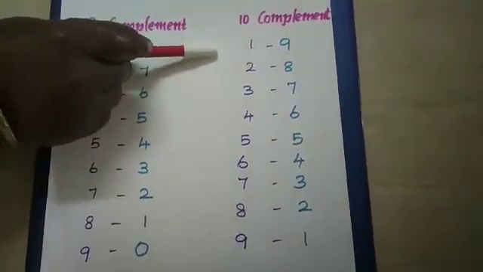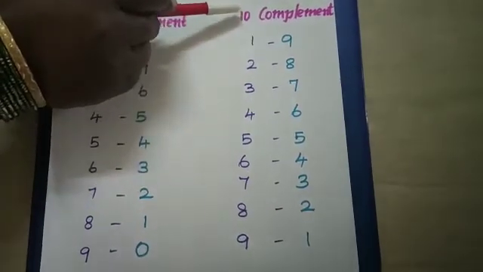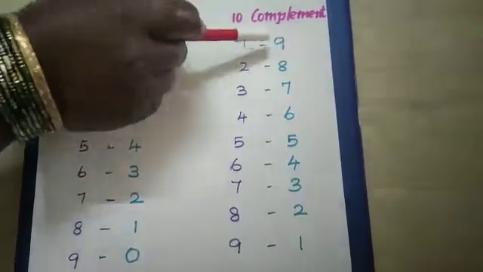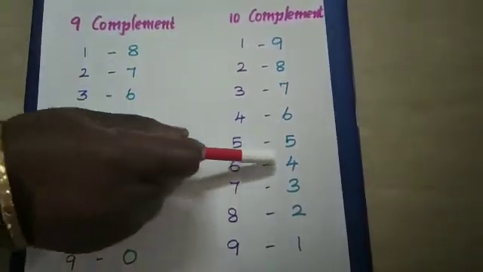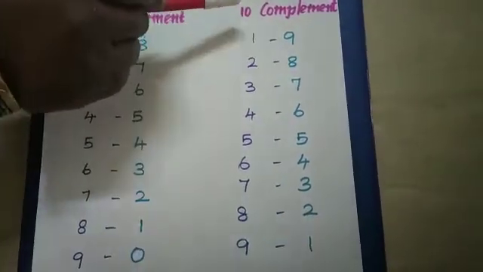Now when coming to 10 complement, when you add two numbers, you must get the number 10. That is the 10 complement. If I add 1 plus 9, you will get 10. If I add 6 plus 4, you will get 10. If I add 8 plus 2, you will be getting 10.